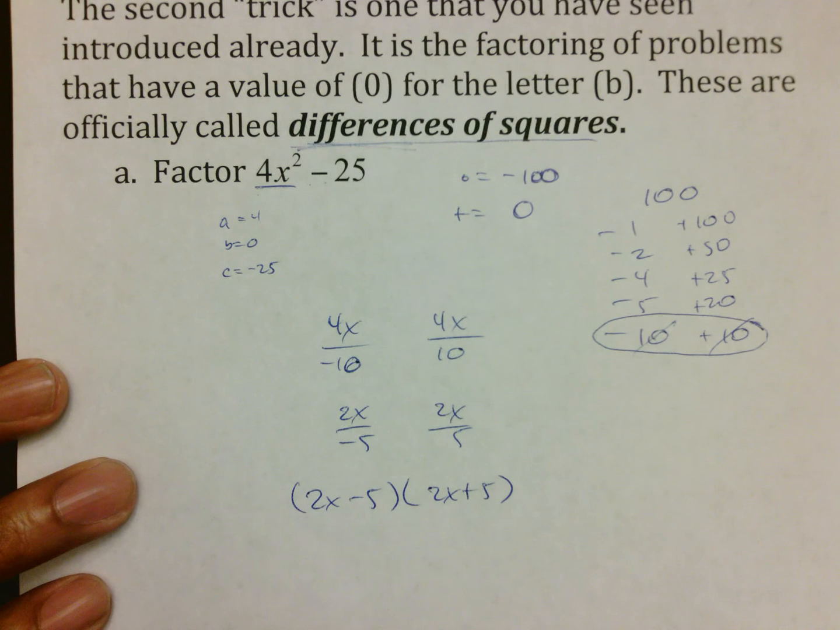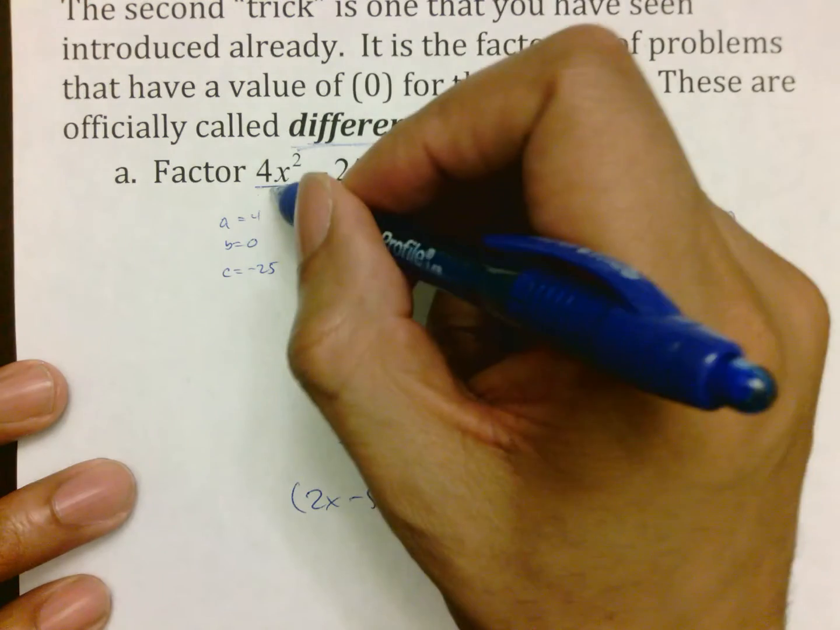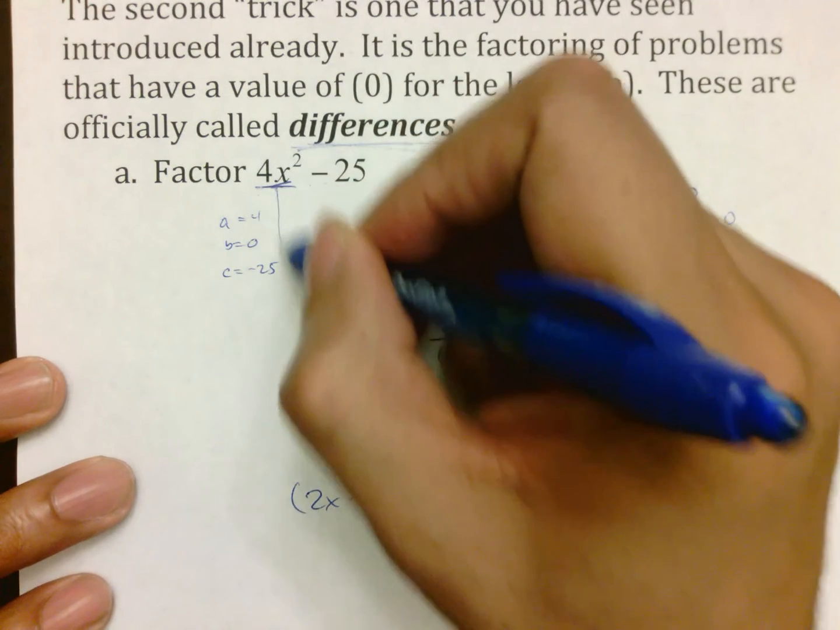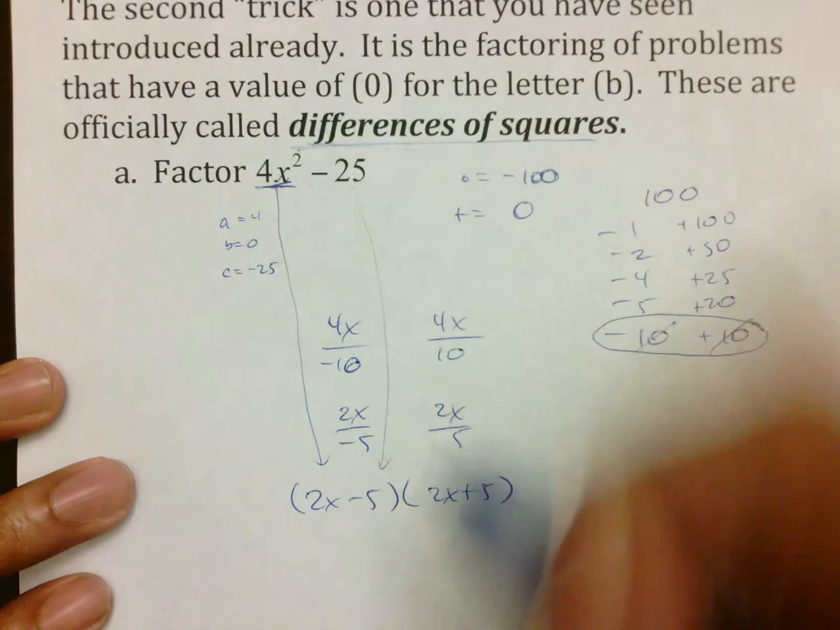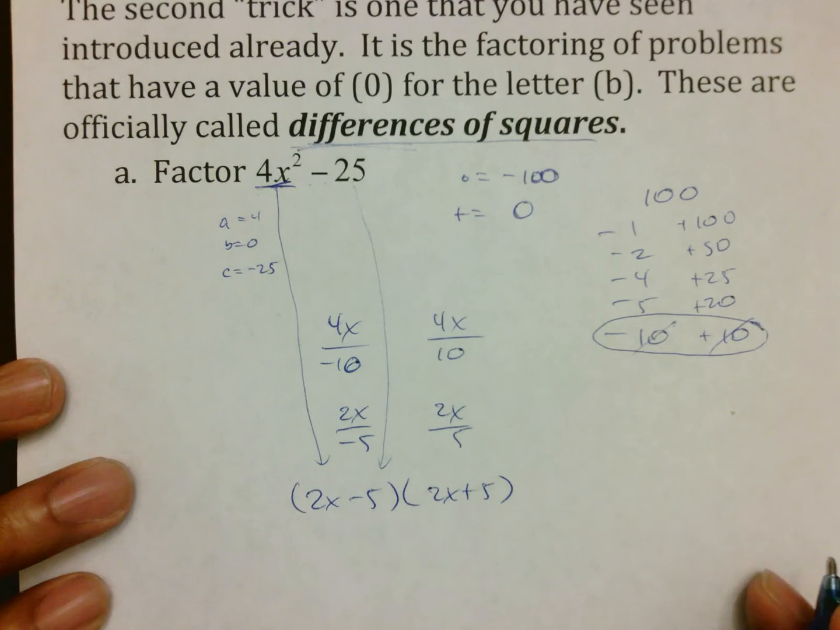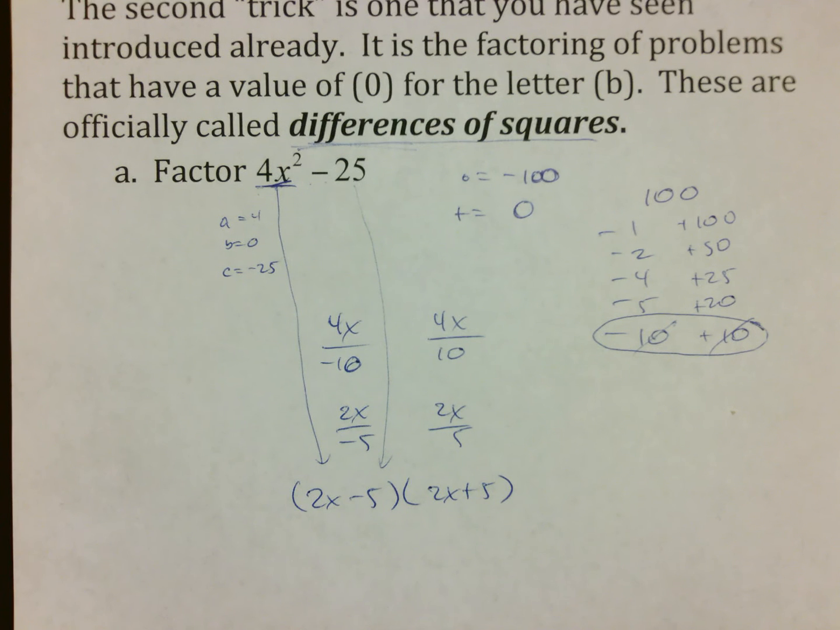So that is what's going on. Now there is a shortcut you can use if you get really good, and that is to recognize that the square root of 4x squared is 2x, and the square root of 25 is 5, and all you have to do is write it and put the different sign. But again, if I were you, if I'm going for this as something that I'm trying to make sure I get right, I would not rush it.